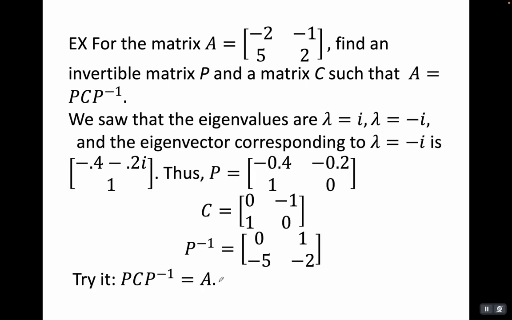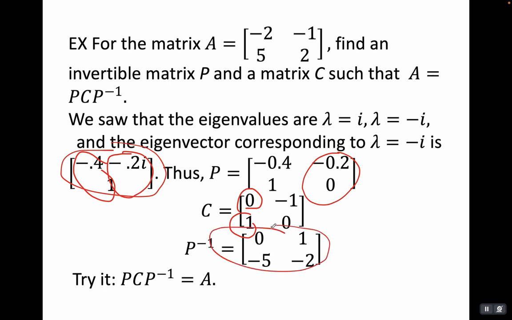We saw that the eigenvalues are lambda equals plus or minus i, and the eigenvector corresponding to lambda equals negative i is this. Thus, P is going to be the real part of this, which is (-0.4, 1), and this is going to be the imaginary part of v, which in this case is (-0.2, 0). C, okay, so in this case, a is 0 and b is 1, because the eigenvalues are 0 plus or minus i. P inverse you can just calculate on a calculator. So it turns out that's P inverse, and we end up with P C P inverse equals A.